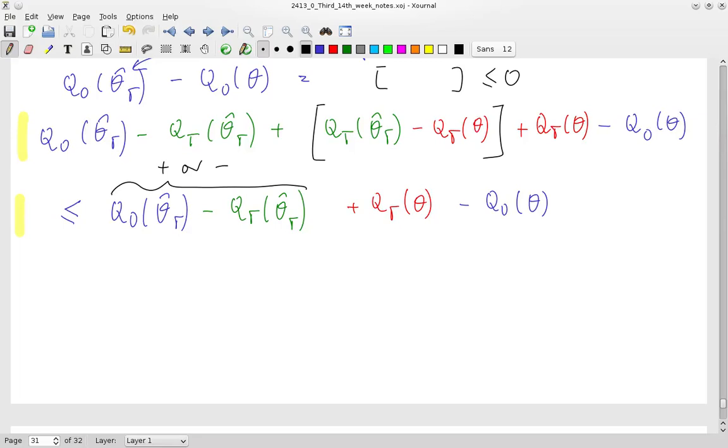I don't know whether this is positive or negative. I know that Qt is minimized at theta hat, but I don't know the value of Q naught evaluated at theta hat. Could be bigger, could be smaller. I don't really know. And the same thing goes here for that term. That could be positive or negative. I don't really know. I know that Q naught evaluated at theta gives you the smallest value of Q naught, but Qt at theta could even be smaller. I don't know. It's not clear.